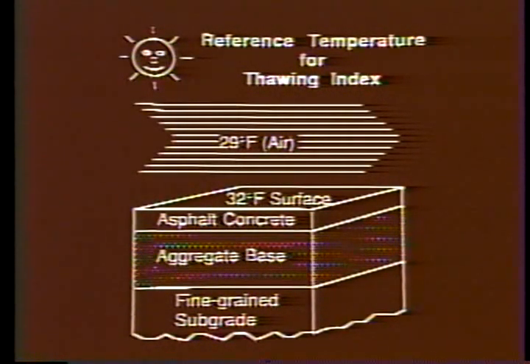29 degrees is used instead of 32 for the thawing index because 29 degrees accounts for pavement surface heating. In other words, when the air temperature is 29 degrees, the pavement surface is about 32 degrees and pavement thawing begins.